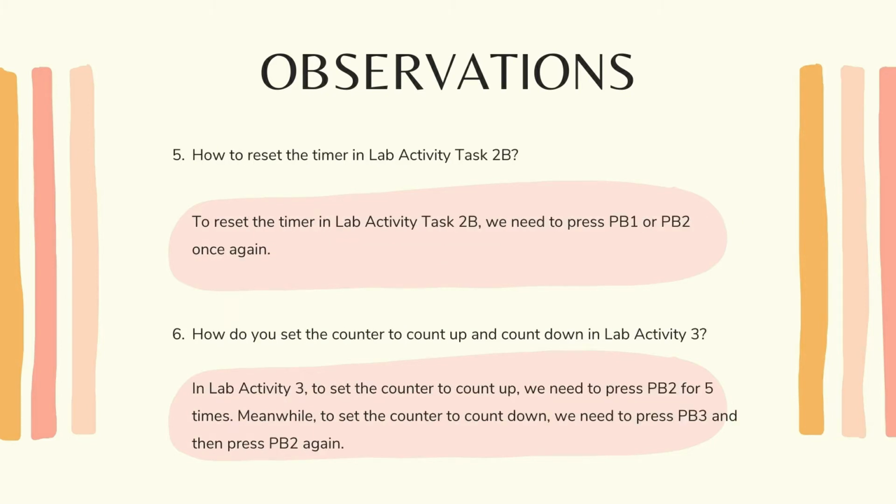For observation number 5, how to reset the timer in lab activity task 2B. The answer is, to reset the timer in lab activity task 2B, we need to press PB1 or PB2 once again. Observation number 6. How do you set the counter to count up and count down in lab activity 3? In lab activity 3, to set the counter to count up, we need to press PB2 for 5 times. Meanwhile, to set the counter to count down, we need to press PB3 and then press PB2 again.